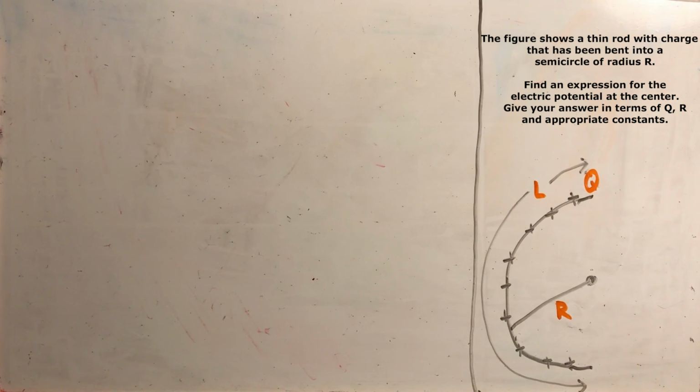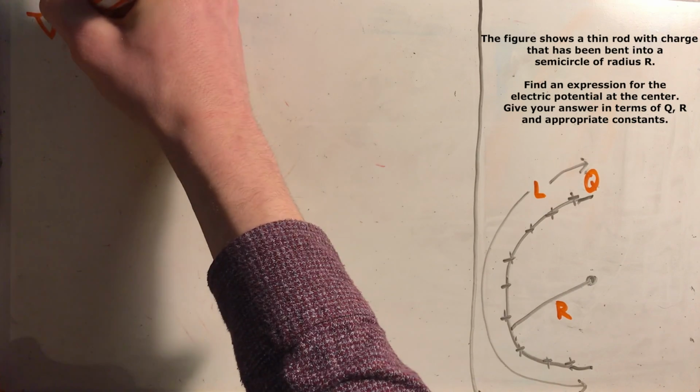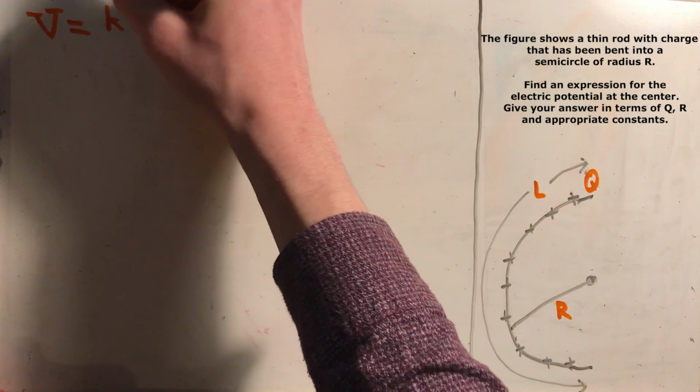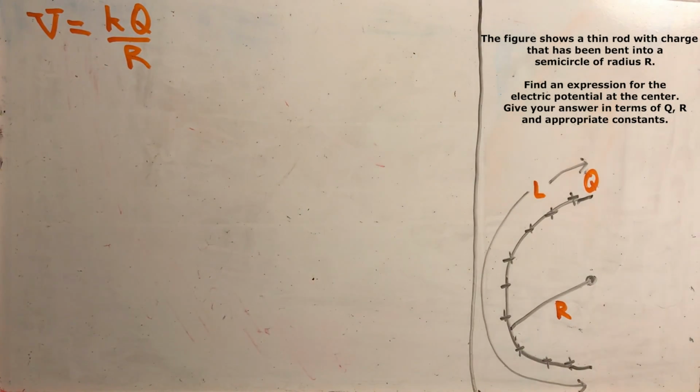There we go. Alright, now we also have a couple of known equations that I will write down, and one of which is our equation for electric potential, which is V equals K times Q all over R, like that.